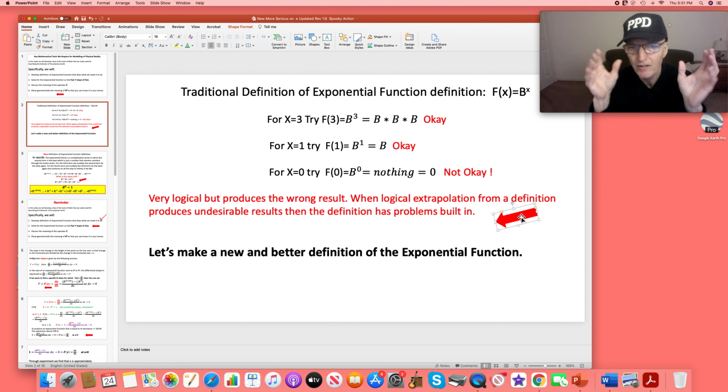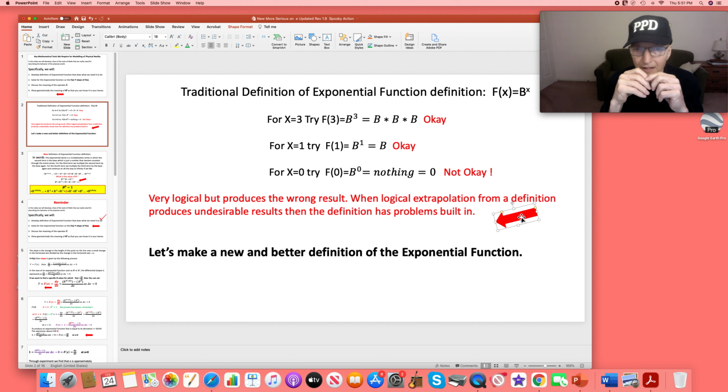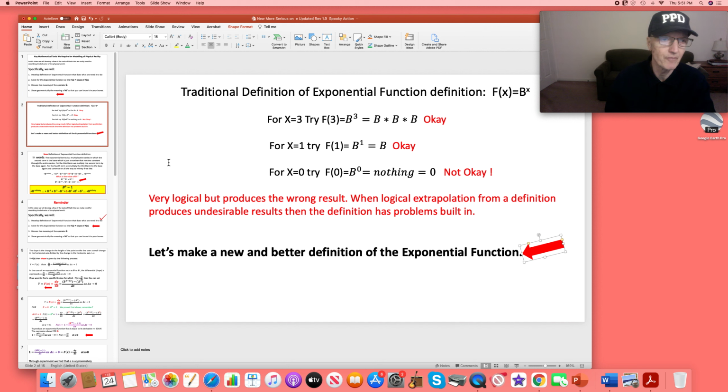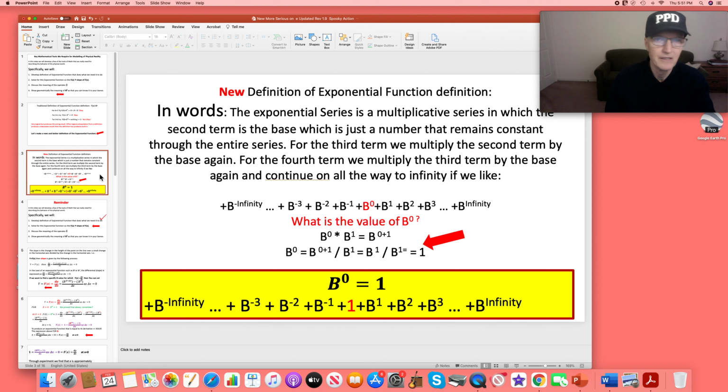And when a logical extrapolation from a definition produces undesirable results, then I think perhaps the definition itself might have some problems built in. So let's make a new definition of the exponential function. All right, so here it is.